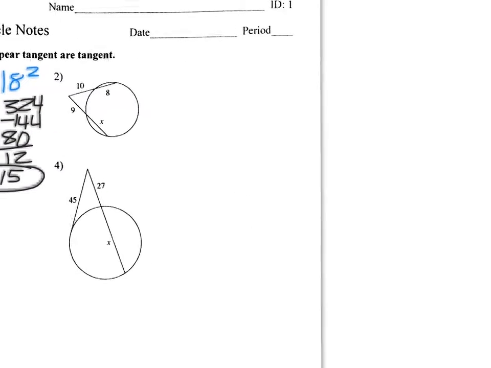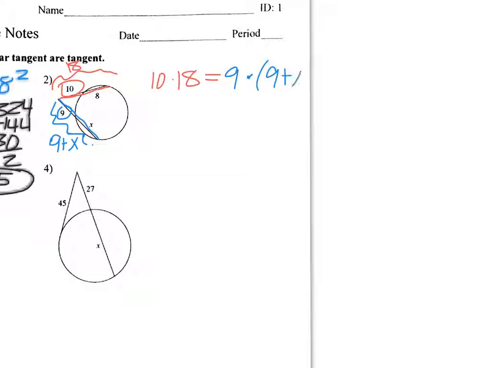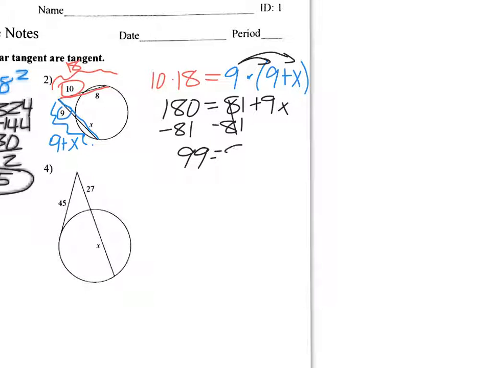All right, let's go to problem number 2. Here we have two secants. Remember, secant is exterior part times whole. Here's the exterior part, 10. What's the whole? 10 plus 8 is 18. So it's 10 times 18 equals the other secant. The exterior part is 9, and the whole is 9 plus x. Make sure you put that whole in parentheses when it has a variable in it. So 180 equals, distributive property, 81 plus 9x. Subtract 81, that's 99, it's 9x, divide by 9, and I get x is 11.